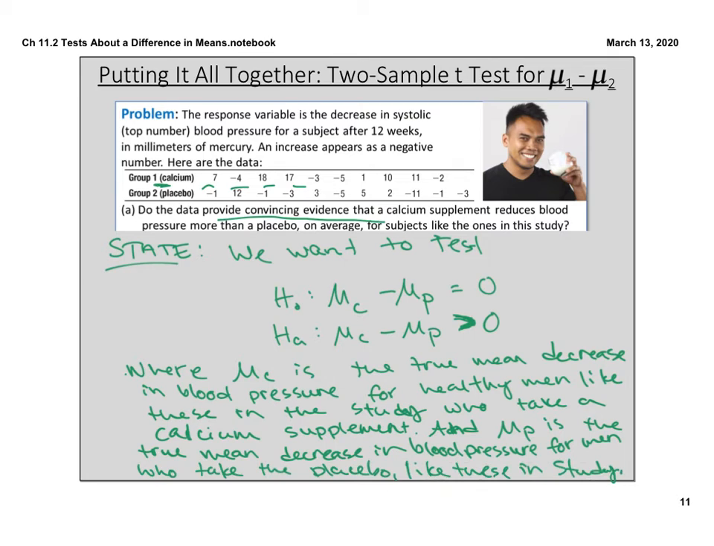I almost forgot, I need to actually define my alpha level here, and I don't have a whole lot of room at the bottom, so I'm just going to come up here and write it at the top. So at the alpha equaling 0.05 level. Now, it didn't give us an alpha. It just said, do they provide convincing evidence? If you're not given an alpha, typically you're going to use 0.05. That's the most common one.